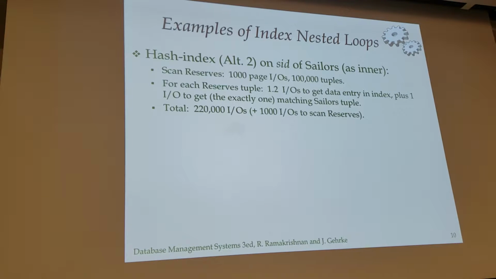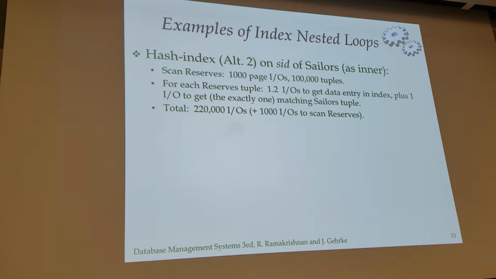So suppose that we have a hash index, alternative 2, on the SID column of sailors. So here's what we're gonna do. Reserves is gonna be the outer, that's gonna be R in this example. We'll look at the alternative in a second. But we're gonna have a hash index on SID. We're looking through all the reserve pages and then looking at all the tuples on that page. There are 1,000 pages in reserves, 100 tuples per page, that's 100K tuples.